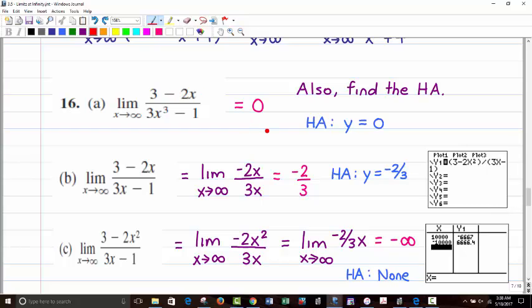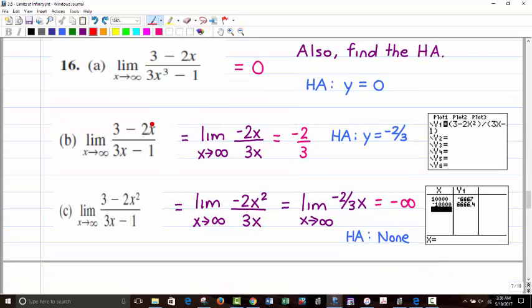But my philosophy is, why not do it correctly? And here's a good example. You have to include the negative right here. So it's a minus 2x over a 3x, the same power, so it's a ratio of their coefficients. So it's negative 2/3. And then, of course, the horizontal asymptote would be y equals negative 2/3.